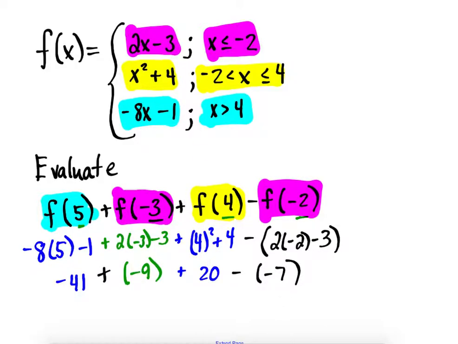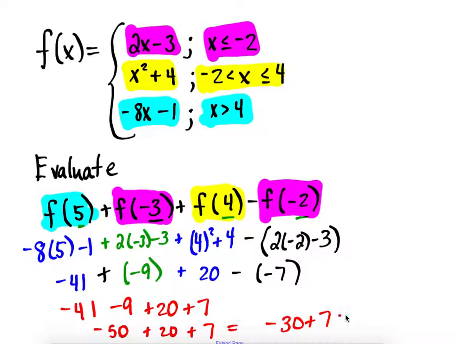Okay. So then I would just have to evaluate. So negative 41 minus 9 plus 20 plus 7 is negative 50 plus 20 plus 7, which is negative 30 plus 7, which would be negative 23.